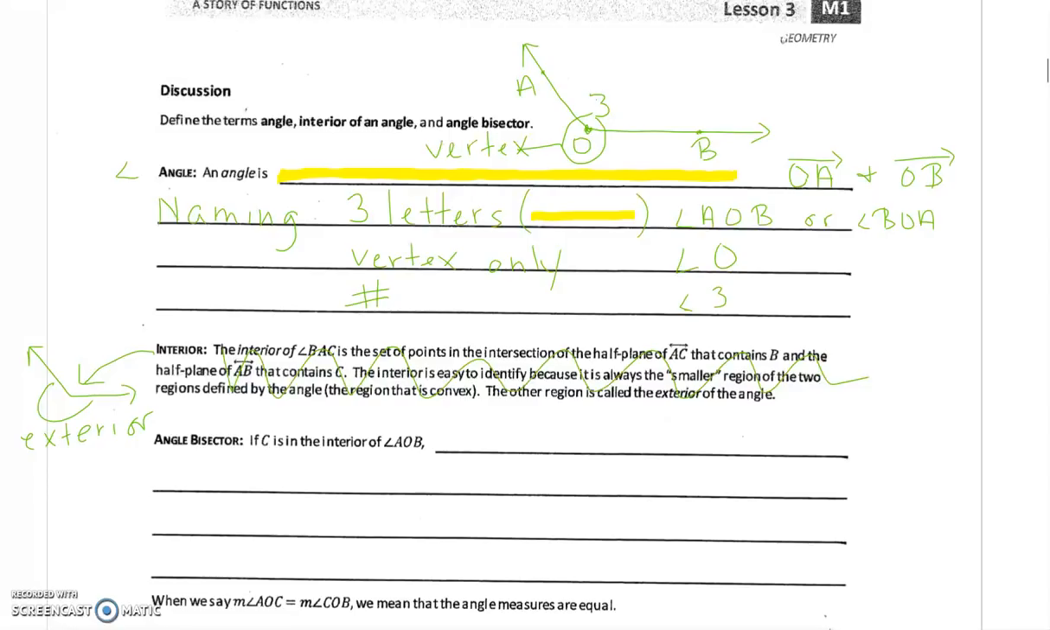Alright, an angle bisector. Bisect means cut in half. So if C is in the interior of angle AOB, do this in a different color. C is in the interior of angle AOB. So I'm going to put it here, roundabout. This is going to be C. And I'm going to highlight again, guys, so y'all listen.